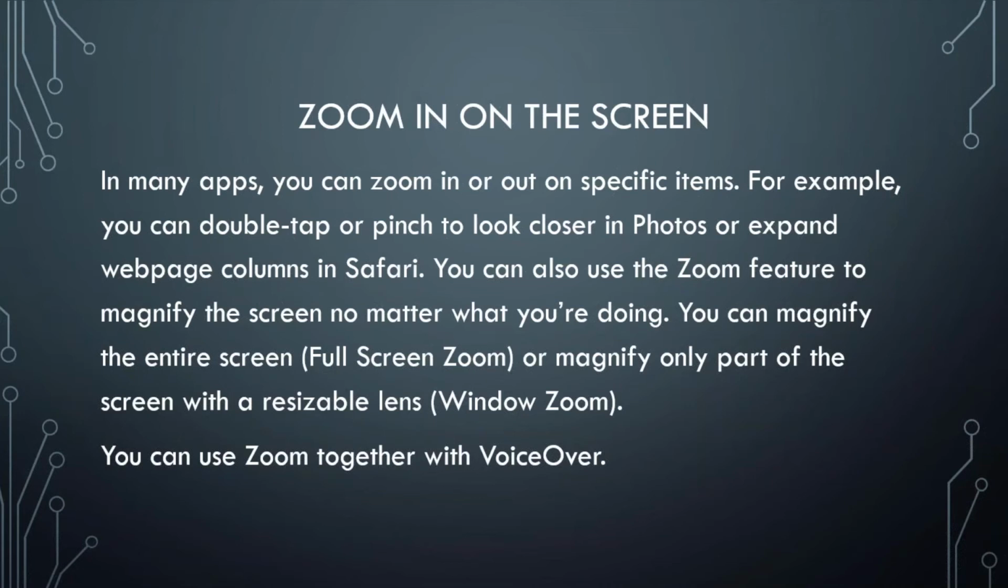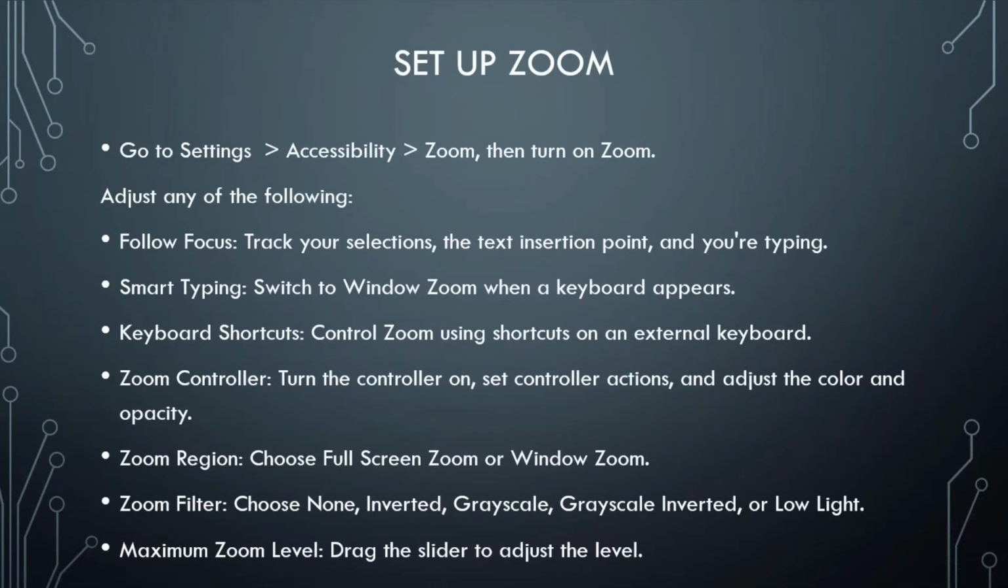You can magnify the entire screen, that would be a full screen zoom, or you can magnify just one part of the screen with a resizable lens, which would be a window zoom. And you can also use zoom in conjunction with VoiceOver. To turn on zoom, you go to settings, accessibility, zoom, and then turn on zoom.